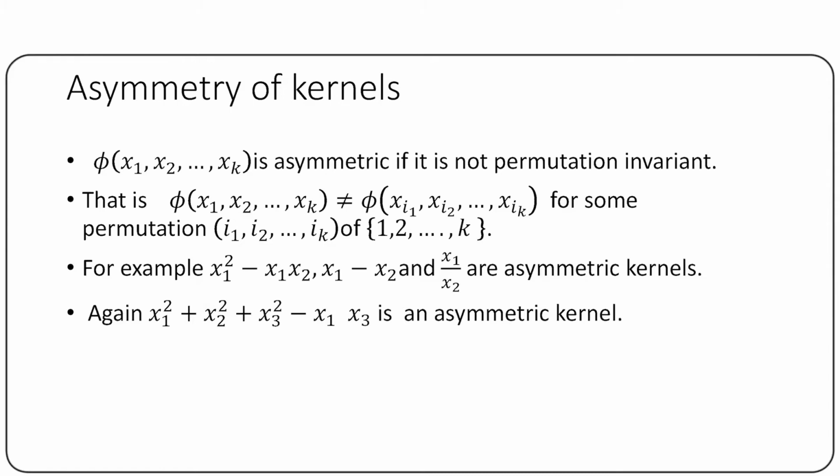Now, consider another useful example. Consider phi of x1, x2, x3 as x1 square plus x2 square plus x3 square minus x1 x3. It is interesting to observe that phi of x1, x2, x3 and phi of x3, x2, x1 are the same. But phi of x1, x2, x3 is not the same as phi of x3, x1, x2. Therefore, phi is not invariant to any permutation. Therefore, phi is an asymmetric kernel.